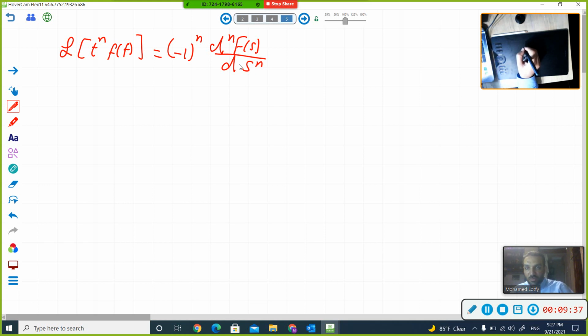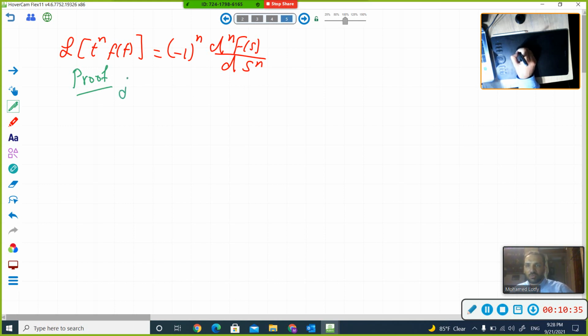Okay. What does this rule say? It says that if you have a function f(t) in the time domain whose Laplace transform, capital F(s), you know, and this function is pre-multiplied by t to the power n, then the Laplace transform of the new multiplication will be (-1) to the power n, the same n as the exponent of t, times the nth derivative of the Laplace transform you obtained for your original function f(t). So let's have the proof of this rule.